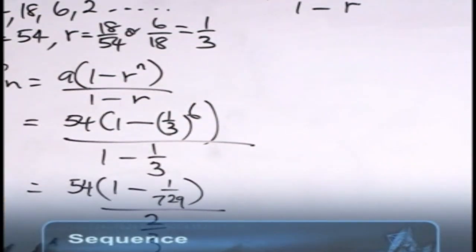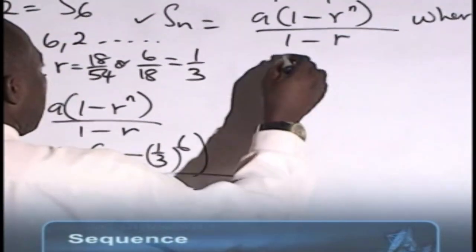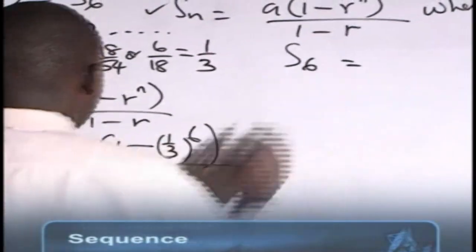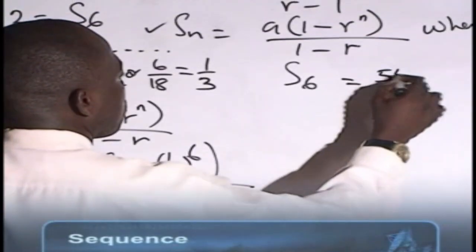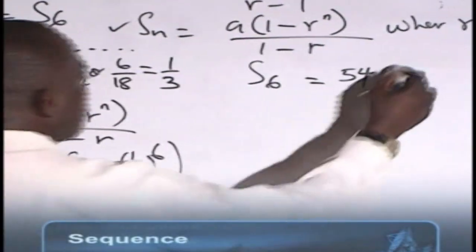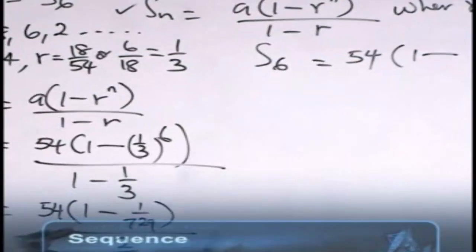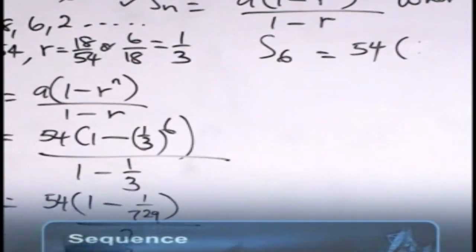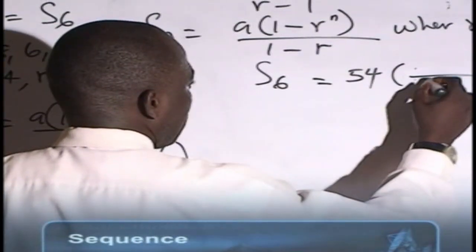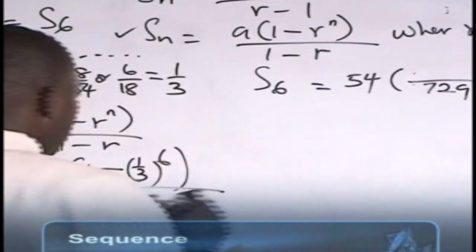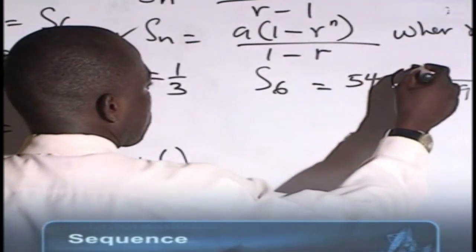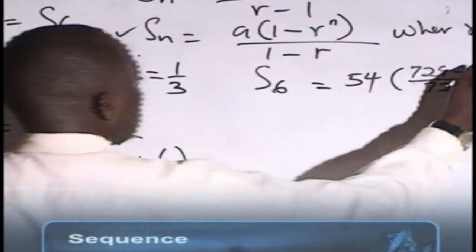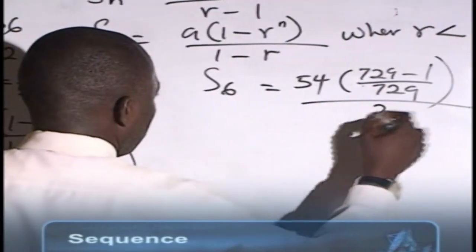If you try to undo what is inside the bracket, you have S6. S6 will be 54. 1 minus, sorry, it won't be 1 again now. You look for the LCM. This is 1 over 1, this is 1 over 7 to 9. The LCM, of course, is 7 to 9. 1 in 7 to 9 is 7 to 9. 7 to 9 is 1. 1 times 1 is 1. Divided by 2/3.